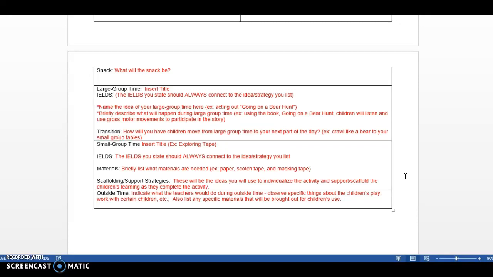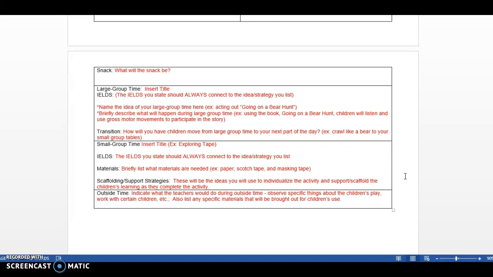The final big component of this daily planning form is your small group time. This is easy because that activity plan that you're working on to implement, this is what you're going to plug into that spot. So you already have something determined for this section. So go ahead and just plug that information right in there.